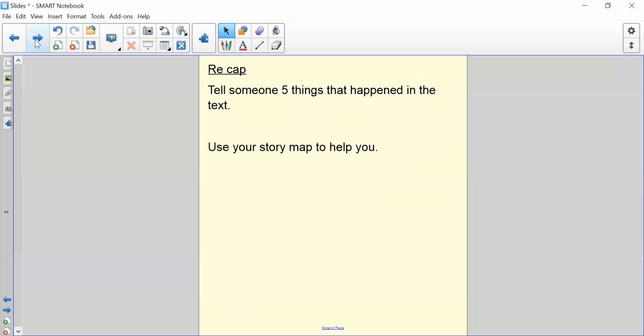Okay, so for a recap, tell someone 5 things that happened in the text. Use your story map to help you, and see if you can put these events in chronological order to help you with the structure of the text.